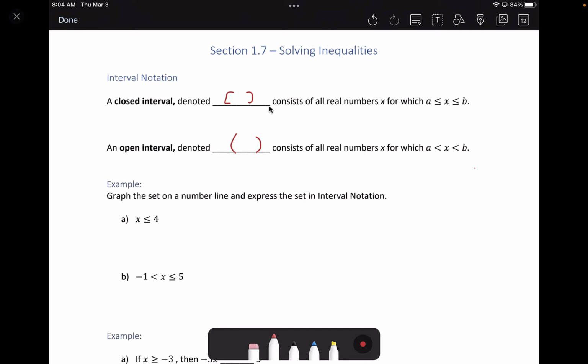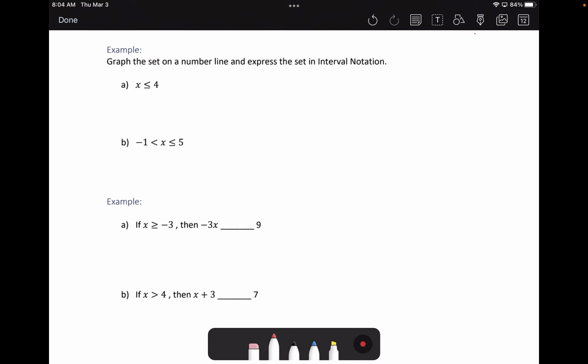So with closed intervals, we have equality. With open intervals, we have strict inequalities. Let's graph the set on a number line and then express the set in interval notation. For x is less than or equal to 4.